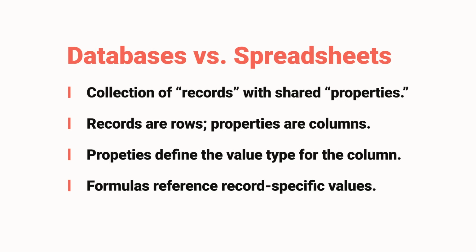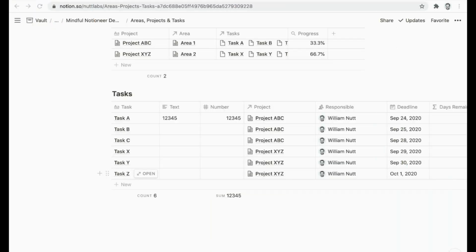And the items are displayed as rows and their properties as columns. So the property defines the value type for all cells within that column. And each cell within a property column corresponds with its respective record. So when a property is a formula that references other properties, it's going to use the values specific to each record. That's a lot to explain out loud. Let's take a look at exactly what I mean.